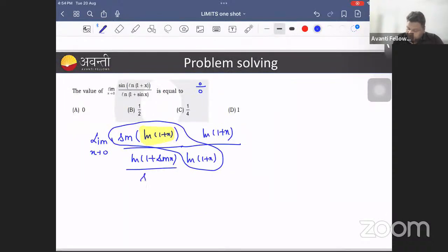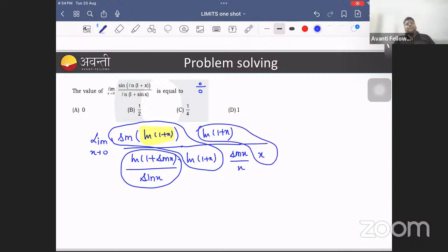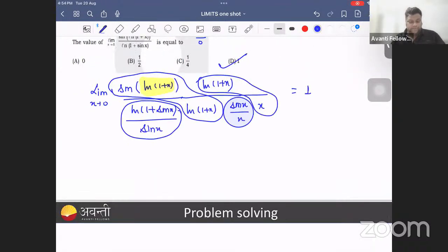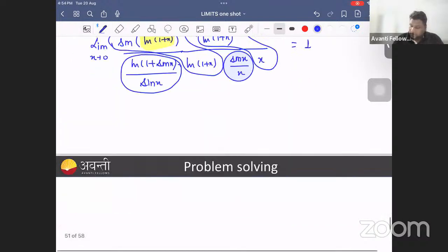Now for the denominator, let us divide by sin x and multiply by sin x. This is again ln(1 + 0) by 0, which is 1. For the remaining part, divide by x and multiply by x. ln(1 + x) upon x as x approaches 0 is again 1. And sin x upon x, sin 0 by 0, is again 1. So the answer is 1. Got it? This answer is 1. Next question.